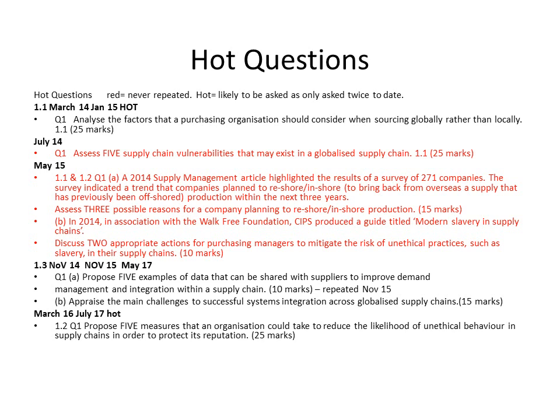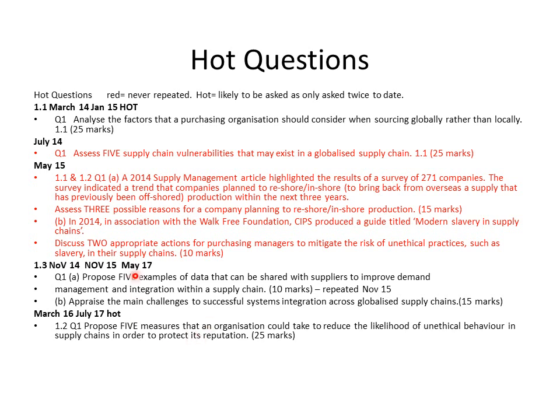So we've got 1.1 there that's only been examined twice, and that's a question about factors you should consider when sourcing globally rather than locally. July 14 has never been repeated, so that's obviously a very dangerous question that could come up. 5 supply chain vulnerabilities. May 15 has never been repeated, I personally think it won't be, because it's now a rather dated report of 2014, and perhaps that would be difficult to re-examine.